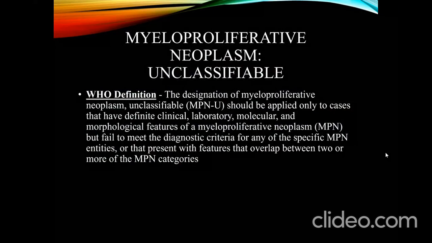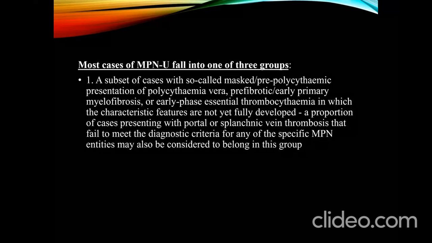The last topic for today's presentation is myeloproliferative neoplasm, unclassifiable. The WHO definition says the designation of myeloproliferative neoplasm unclassifiable should be applied only to cases that have definite clinical, laboratory, molecular, and morphological features of a myeloproliferative neoplasm, but fail to meet the diagnostic criteria of any of the specific MPN entities, or that present with features that overlap between two or more of the MPN categories.